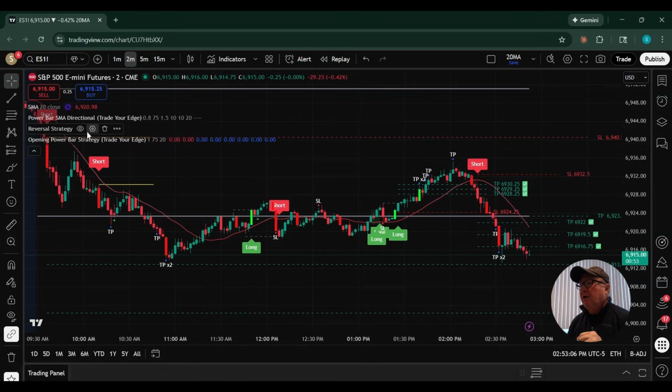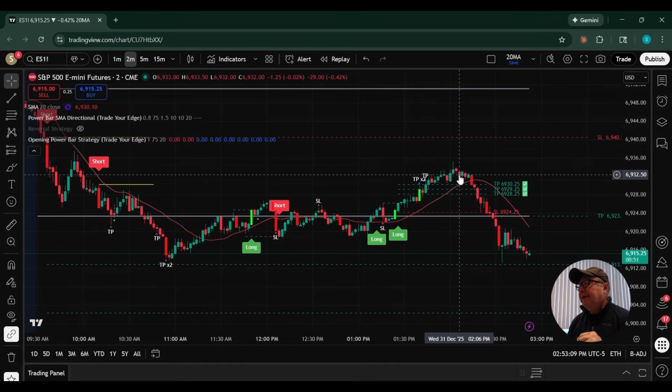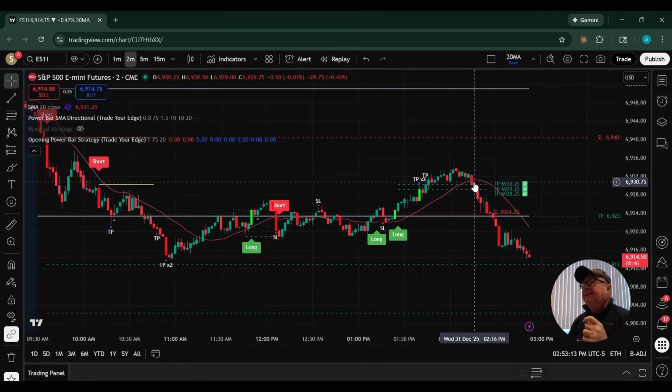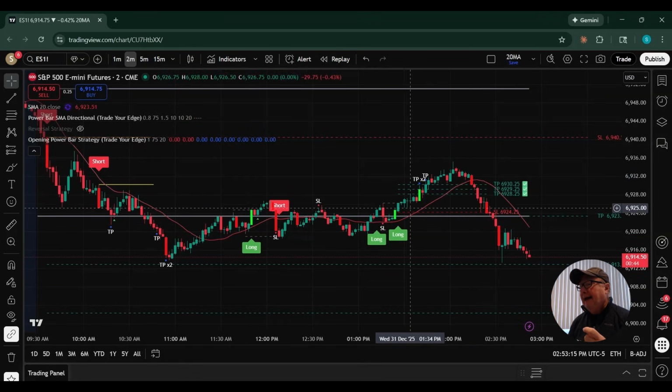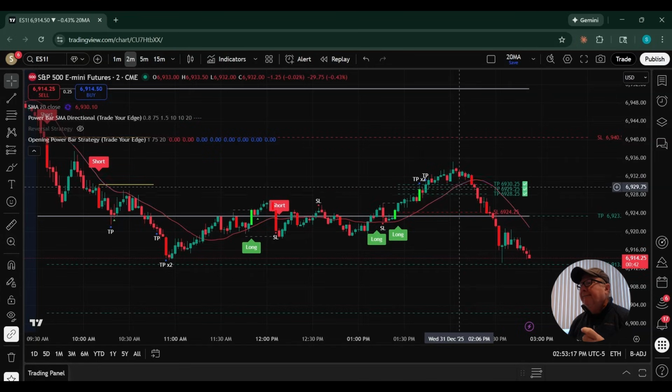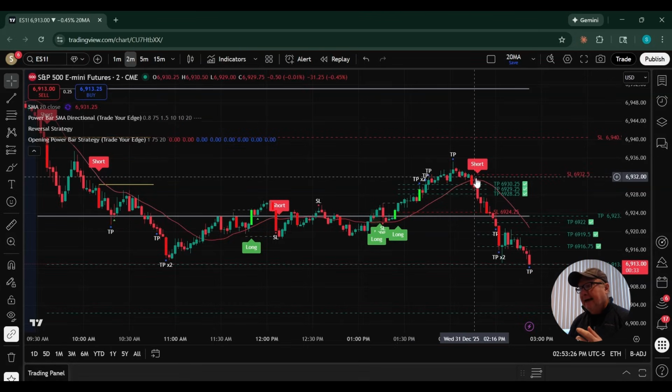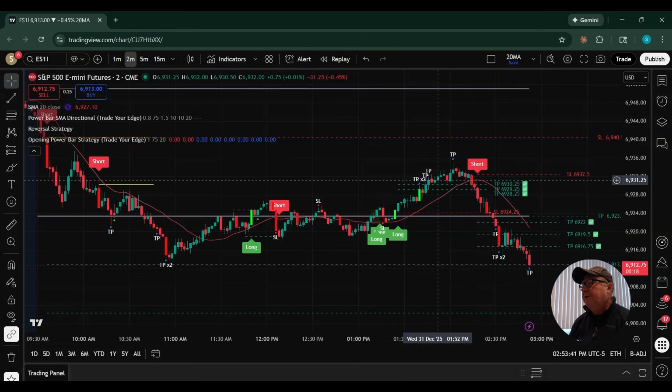But if I take that off, you'll see this short didn't fire. And the reason it doesn't fire as a power bar strategy is because the 20 is moving higher when you get this reversal, right? So if you're using a reversal strategy, you would get a short signal there. Again, I've made videos on the reversal strategy, which you can look for in my library of videos on YouTube.